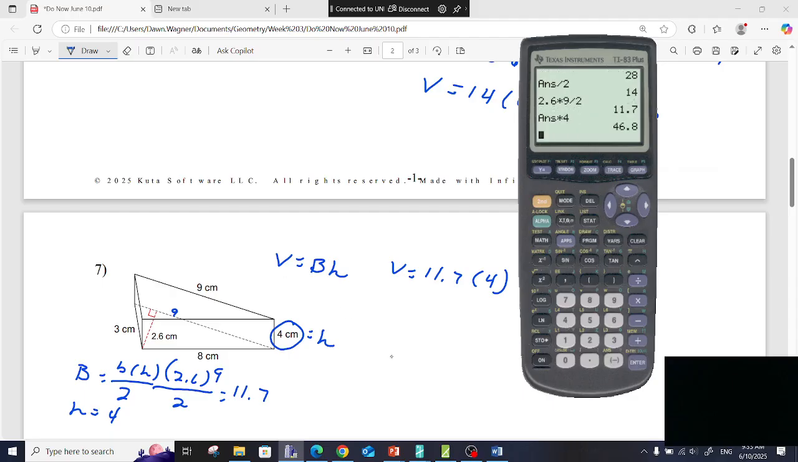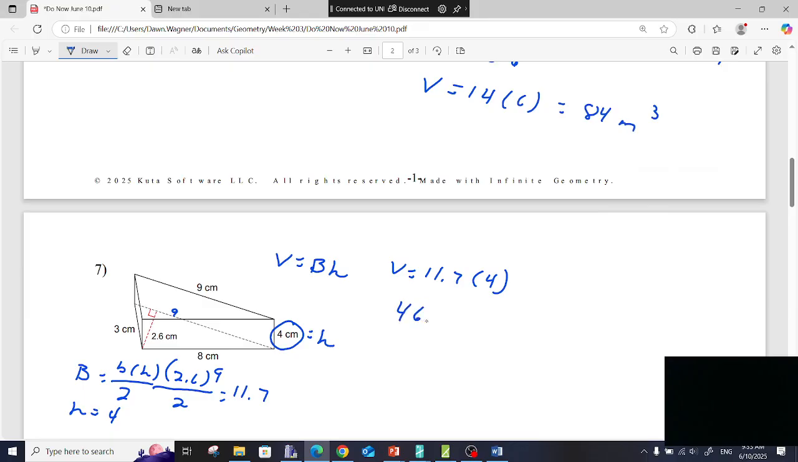So that would be 46.8 centimeters cubed, because it's volume.